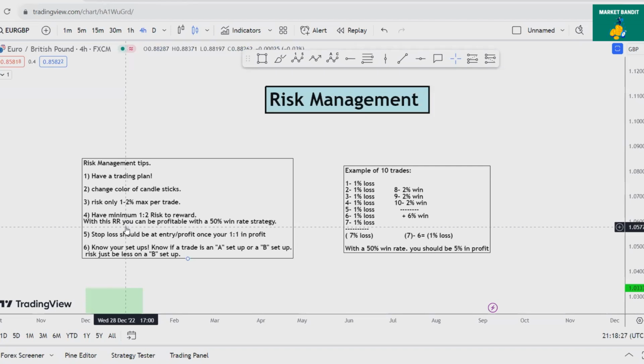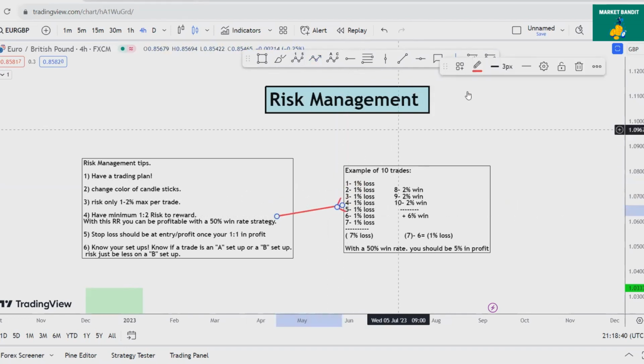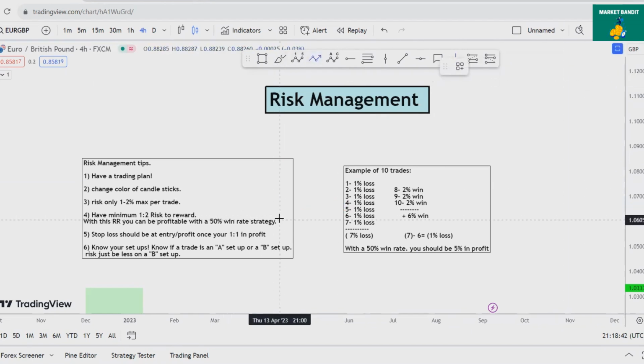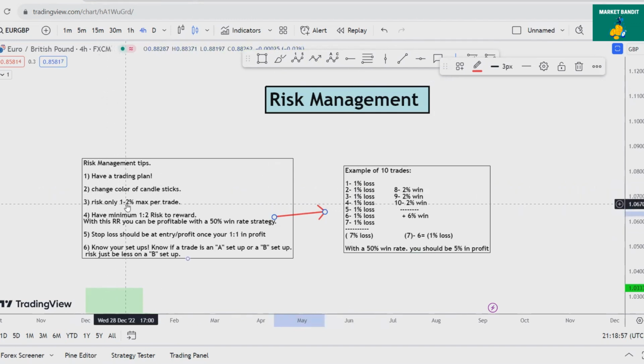With this risk to reward, you can be profitable with a 50% win rate strategy. So I want you guys to take a look at this example over here, right? Say you have 10 trades. Say you took 10 trades for the month, for the week, whatever. You took 10 trades, right? And out of the 10 trades, say you lost 7 and you was risking only 1%, going back to our rule number 3, risking 1%, right? And because the risk to reward is 1 to 2, you're risking 1% to make 2%, right?